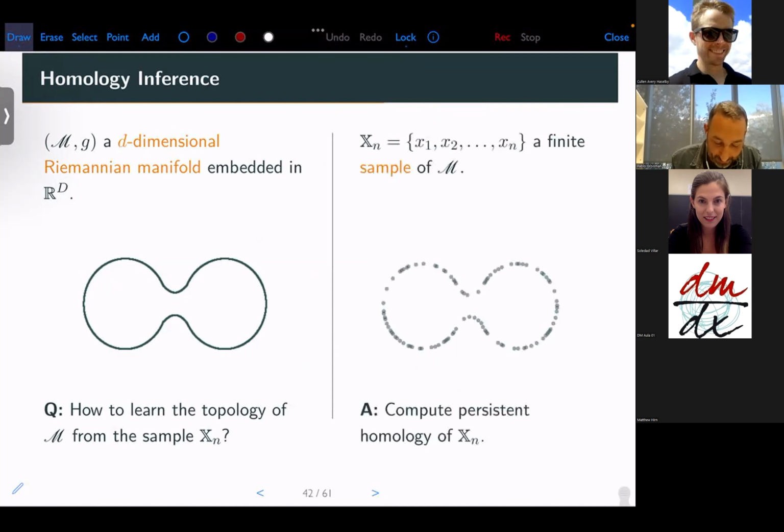So here is the sample. So now the slide is complete. I'm going to start from scratch here. So we have the manifold, and we have a finite sample of the manifold, like here. And we want to understand what is the topology of this manifold. In this case, we would like to say, okay, there is one connected component, and there is a one-dimensional hole, and that's it. We would like to answer that, but from the points.